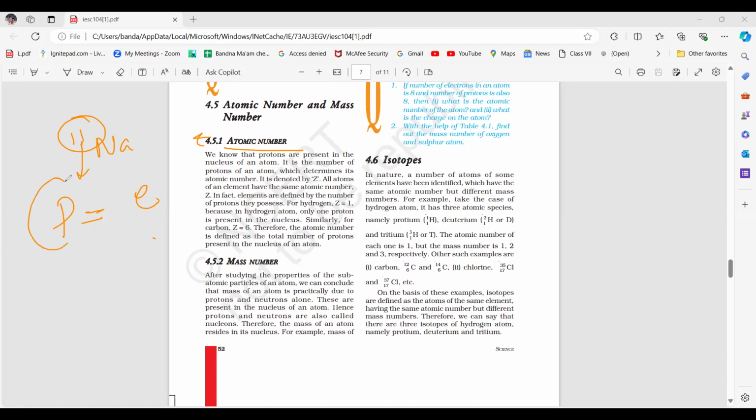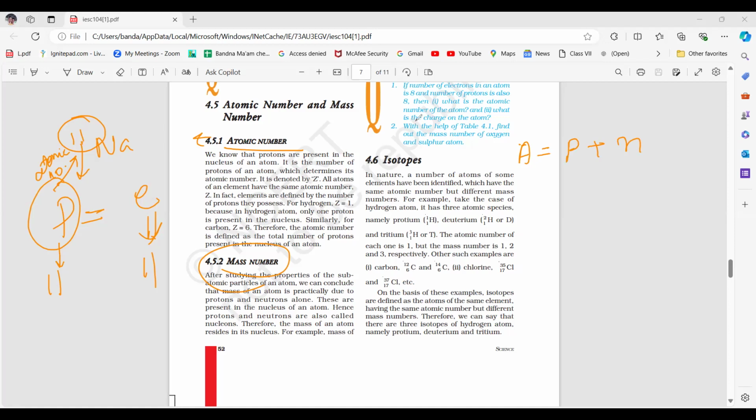So total protons is known as your atomic number. Here, total protons are 11, so the electron quantity will also be 11. Now what is mass number? Mass number, which is denoted by A, is the total number of protons as well as neutrons.